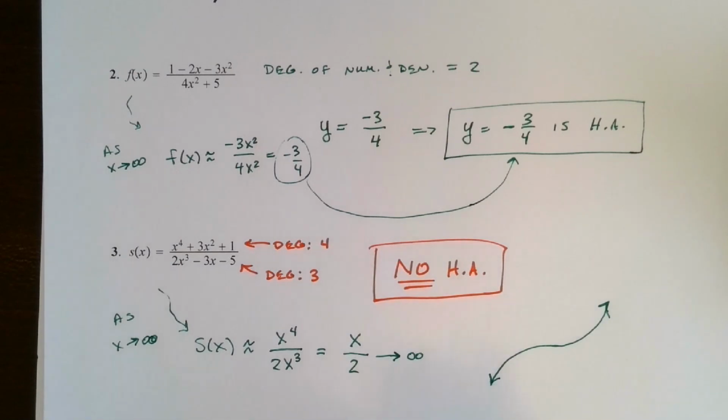Now that we know how to find the vertical asymptotes and horizontal asymptotes of rational functions, we're ready to put it all together. And in the next video, that's what we'll do. We'll sketch a couple of examples of rational functions.